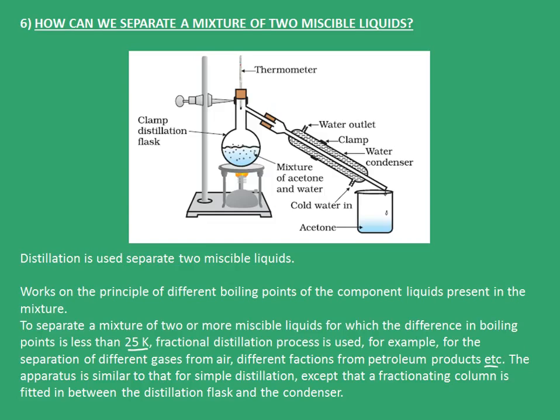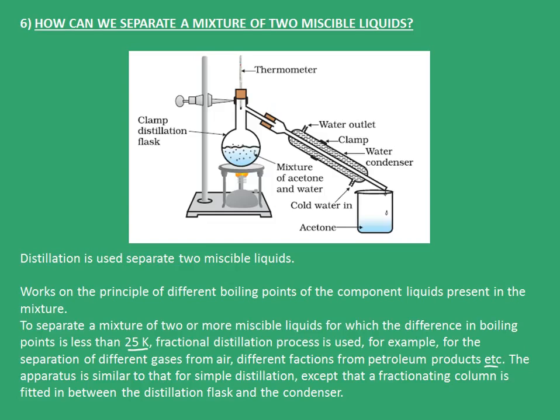The experimental setup consists of a flask which is kept on a burner. The top of the flask is covered with a cork and a thermometer is placed inside it. Now a channel is made which is passed through a condenser, and finally a beaker is placed at the end of the condenser. Now a mixture of acetone and water is kept in the flask and heated.